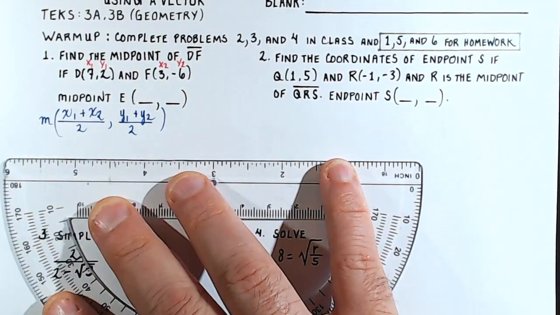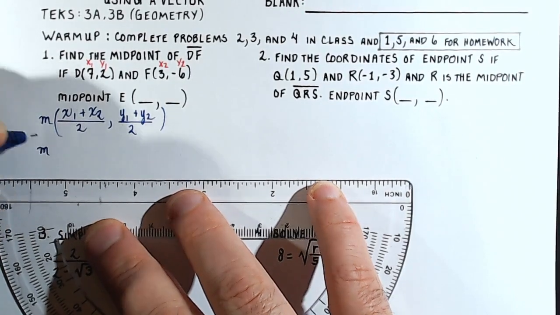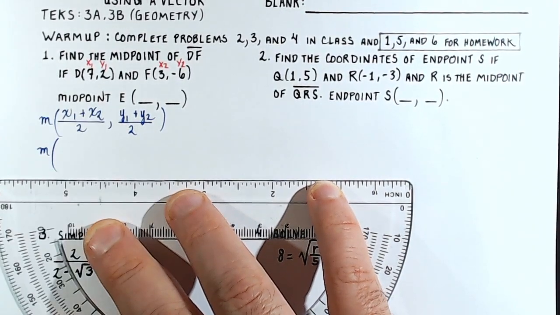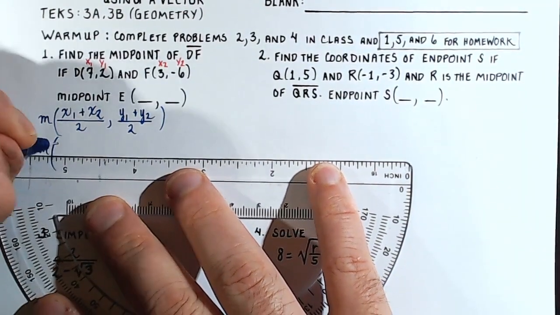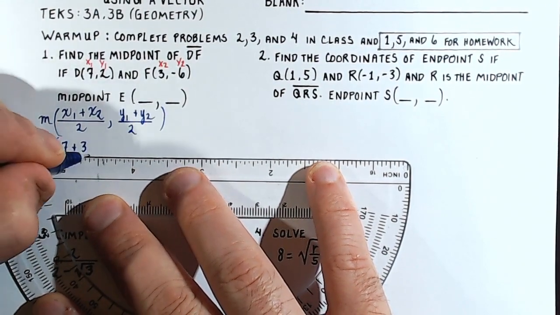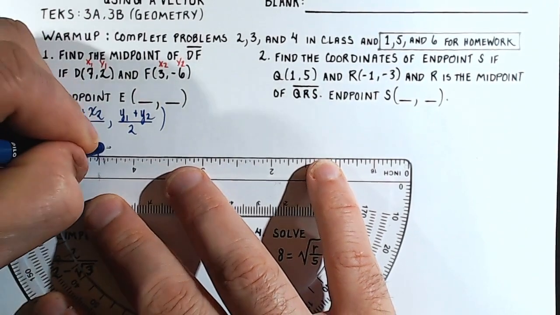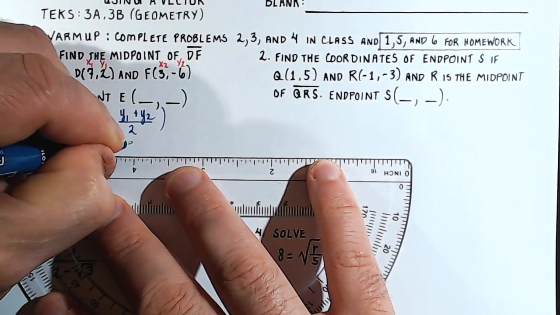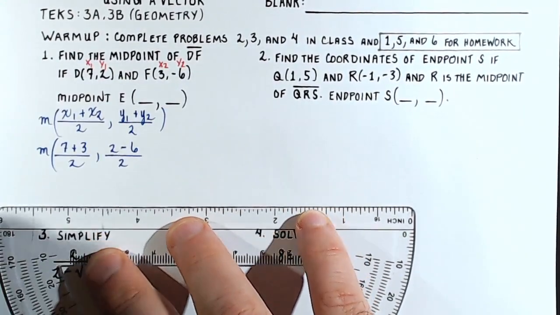And now we can plug those values in. So let's rewrite m, open parentheses. So now we have 7 plus 3 divided by 2, 7 plus 3 over 2. That will give us the x-coordinate of the midpoint. And then 2 plus negative 6, or 2 minus 6 over 2, will give us the y-coordinate of the midpoint.